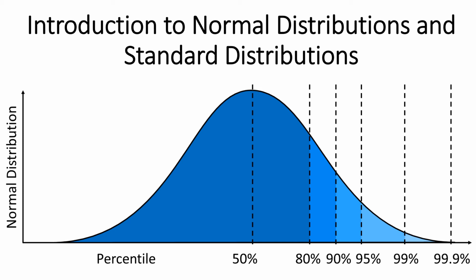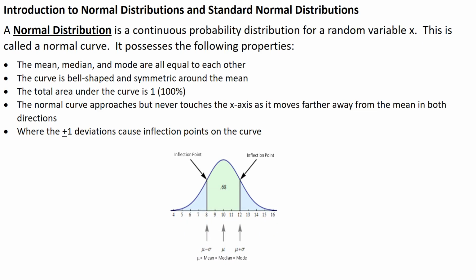Section 5.1, Introduction to Normal Distributions and Standard Distributions. Normal distribution, as talked about before, is basically the bell curve we see. It's also called the normal curve.